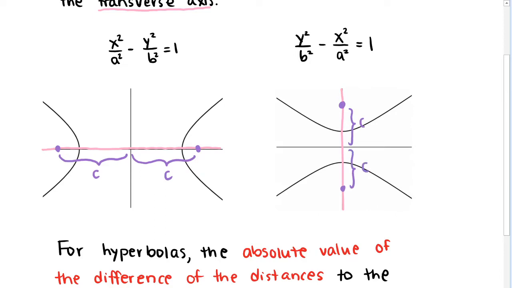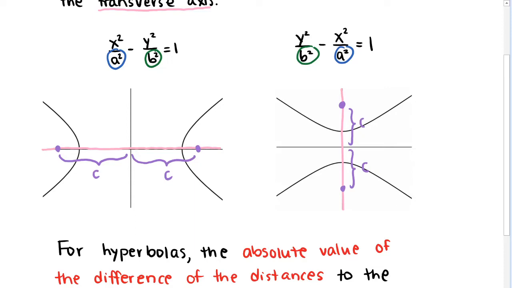And then how do we find c? Well, we know that c squared is the sum of a squared and b squared. So we can use that to find c. Similarly in this horizontal hyperbola, if we take a squared plus b squared, these denominators, and add them up, we get c squared. And so taking the square root will give us this distance c that we want to find if we're looking for our foci.